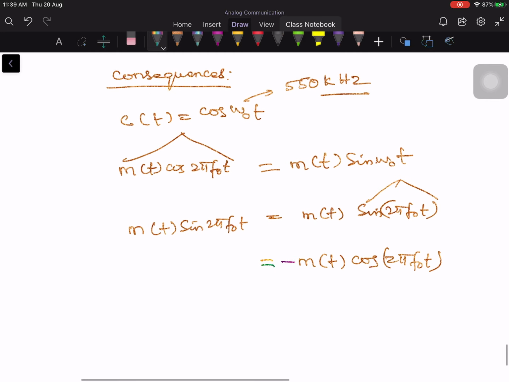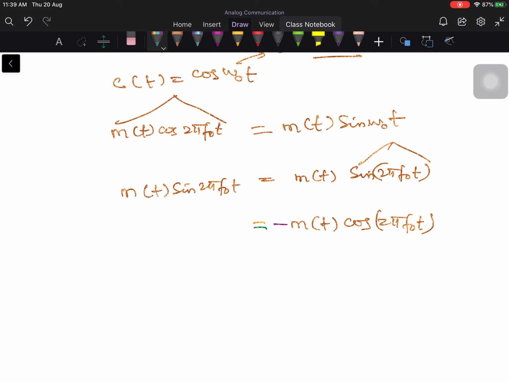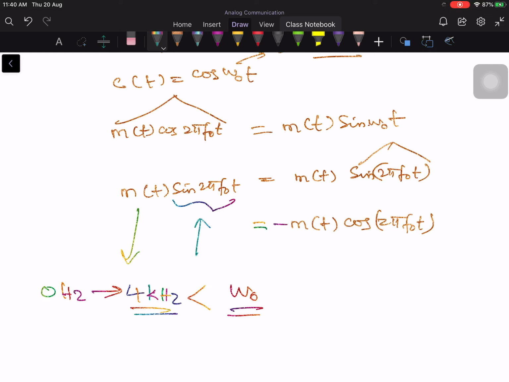So here c of t is a high pass signal. We call this c of t a carrier signal of some high frequency omega naught, and m of t has a frequency which is much lower than omega naught, probably up to 4 kilohertz. The highest frequency of m of t is smaller than omega naught. It lies from 0 hertz to, let's say, 4 kilohertz. So this is the highest frequency, and this highest frequency is less than omega naught. So that's what we mean by non-overlapping spectra.